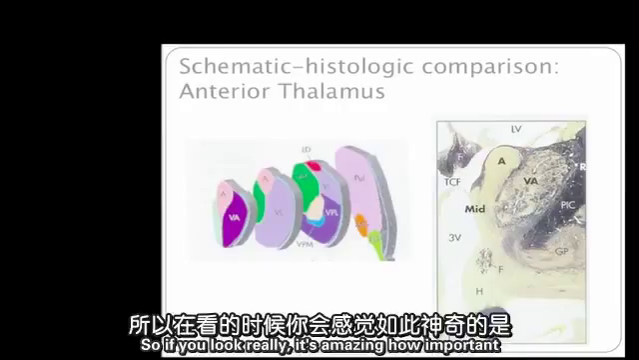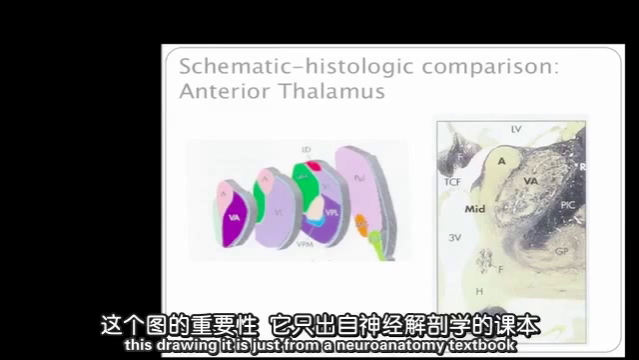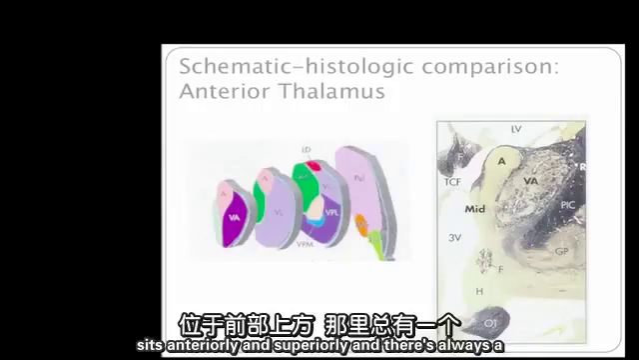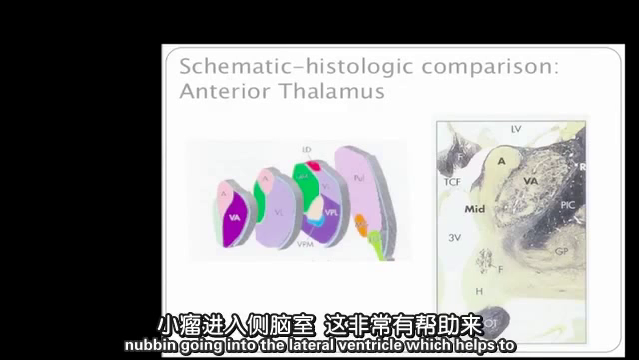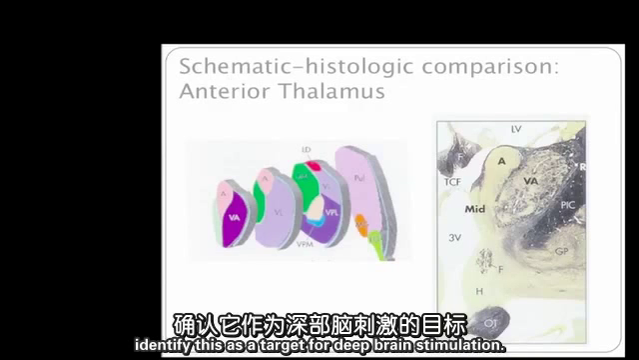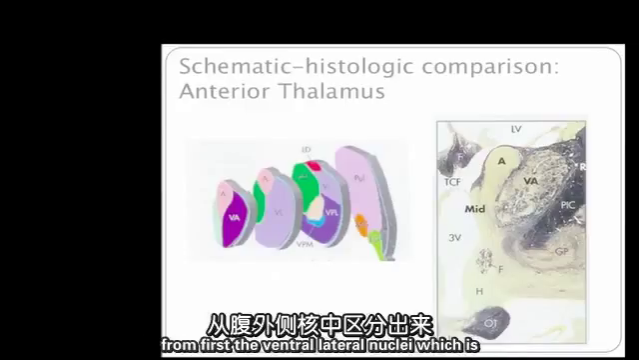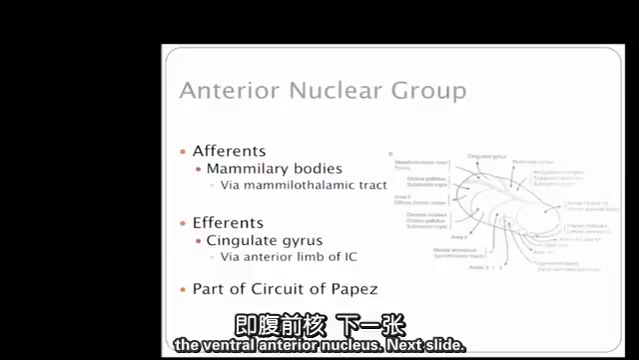If you look really, it's amazing how concordant this drawing is, which is from a neuroanatomy textbook, with these histological sections. The anterior nucleus sits anteriorly and superiorly, and there's always a nubbin going into the lateral ventricle, which helps to identify this as a target for deep brain stimulation. And then there's the intramedullary lamina separating it from the ventral lateral nuclei, which is the ventral anterior nucleus. Next slide.